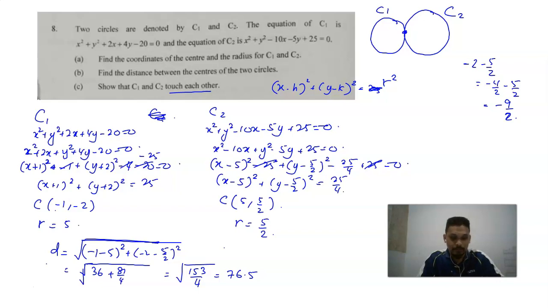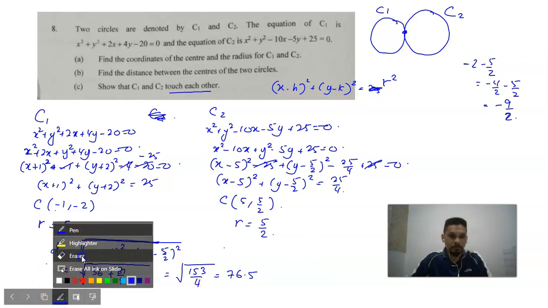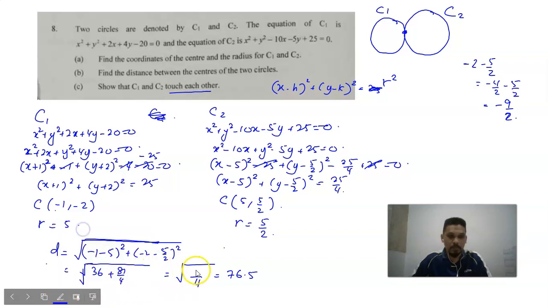So we take the square root of 36 plus 81 divided by 4, as you see on the screen now. That equals 225 divided by 4, and this is not 76.5; it is 15 over 2.